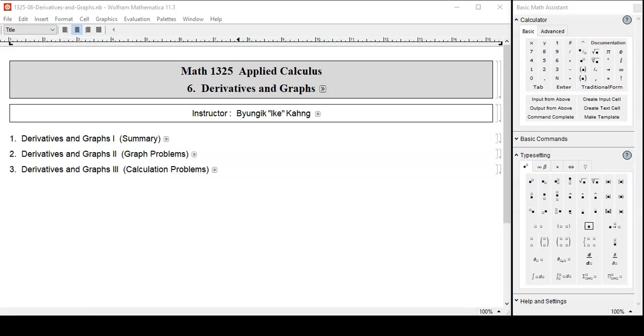Hello students, let's begin Lesson 6, Derivatives and Graphs. Lesson 6 has two objectives, where both of the objectives refer to the derivatives affecting the graphs of the original function.